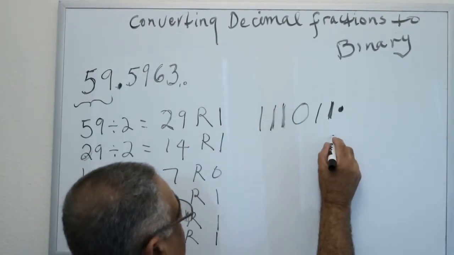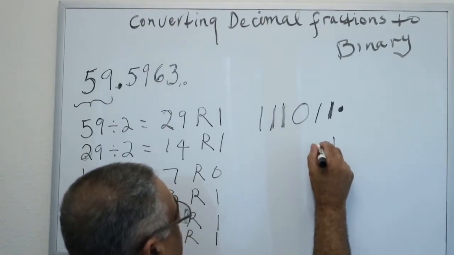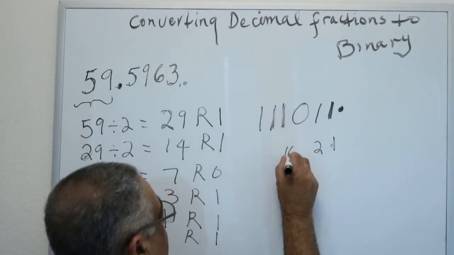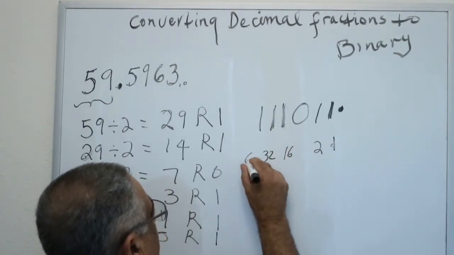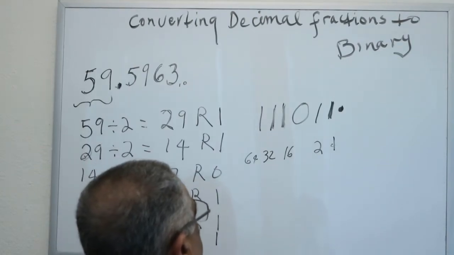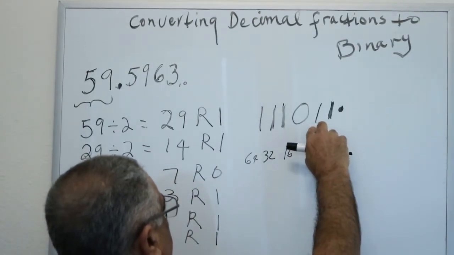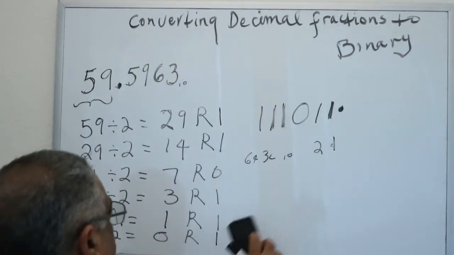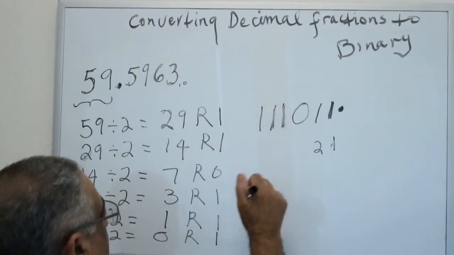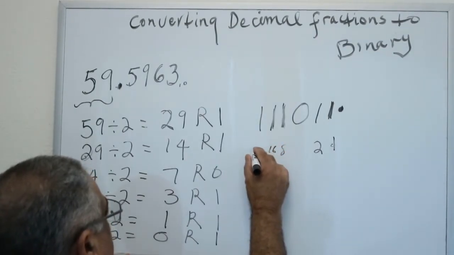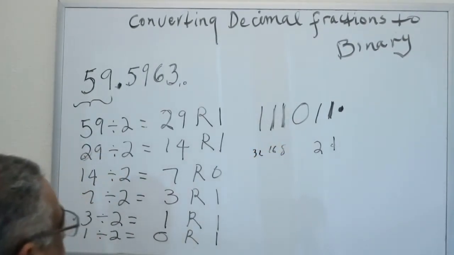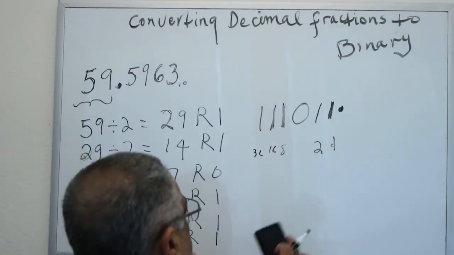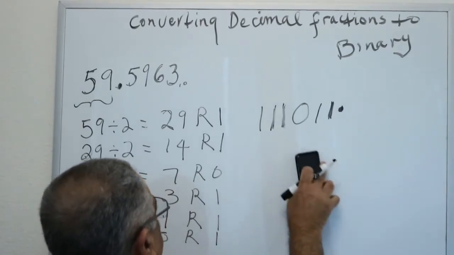Let's check it out. So this is 2 to the 0, which is 1. That's a 2, that's 4, 8, 16, 32. So this becomes 40, 56, 57, 58, 59. So this is correct, and I can verify it.